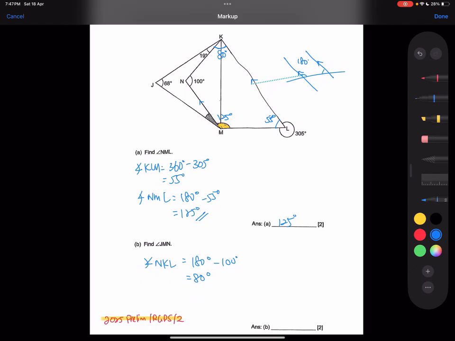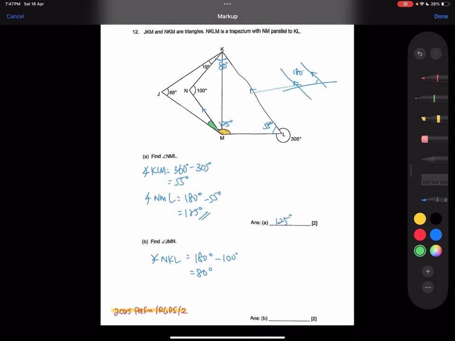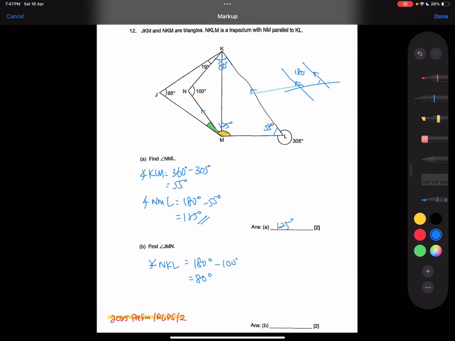Okay, find angle JMN. This is the angle we are looking for now. Okay, I'm going to redraw the sides of this shape just so that it's easier for you to visualize. Now this is not a trapezium. Okay, it's an odd shape with 4 sides.